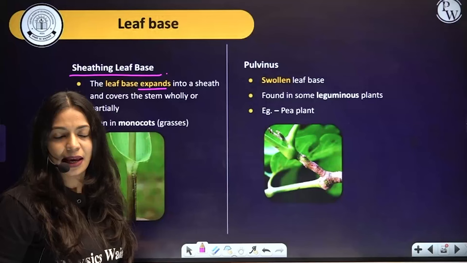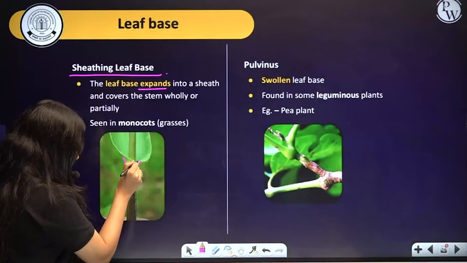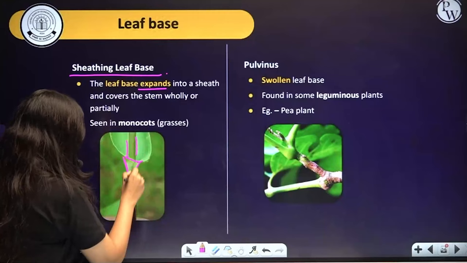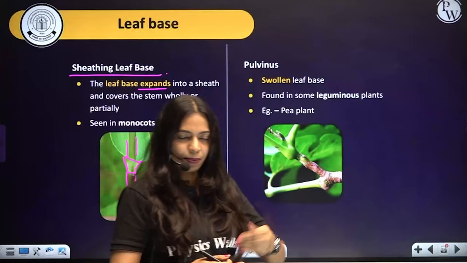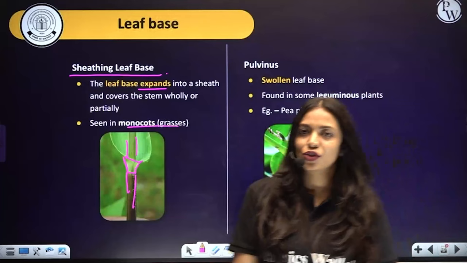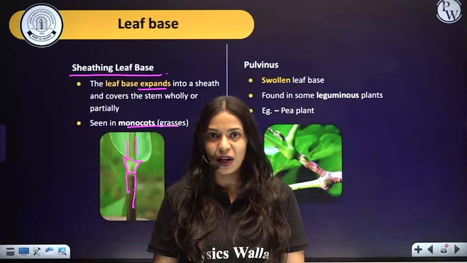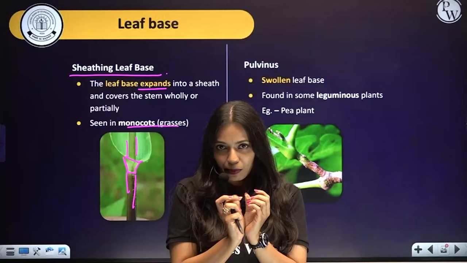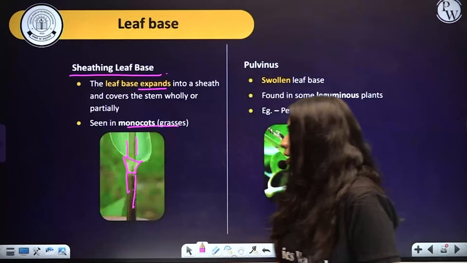So this portion is the leaf base. It has expanded and covered the stem portion here entirely. This leaf base has covered the stem, and that is why it's called a sheathing leaf base. You can see this in monocots. If you have seen sugar canes or grass or wheat or rice plants, if you try to take the leaves off of the stem, you can see that the bottom part is holding on to the stem because it's covering it. So that's about the sheathing leaf base.